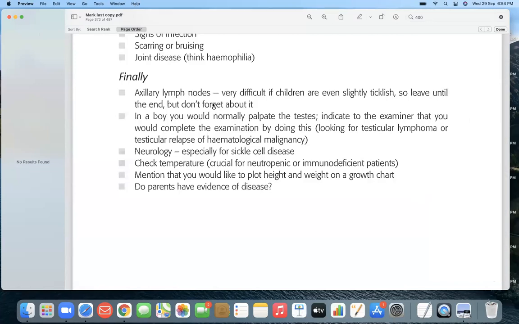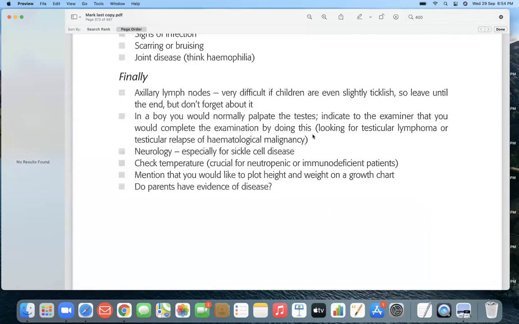So axillary lymph nodes, you have to check. Very difficult if children are even slightly ticklish, so leave until the end, but don't forget about it. In a boy, you would normally palpate testes. Indicate to the examiner that you would like the examination by doing this.